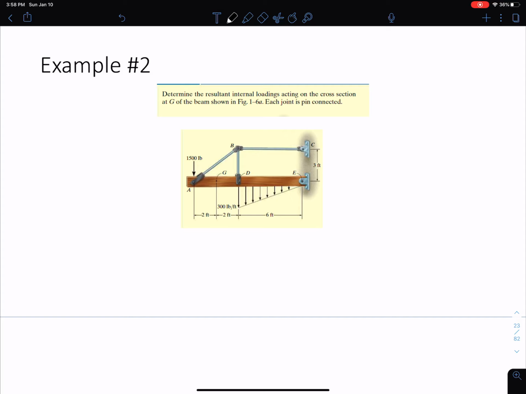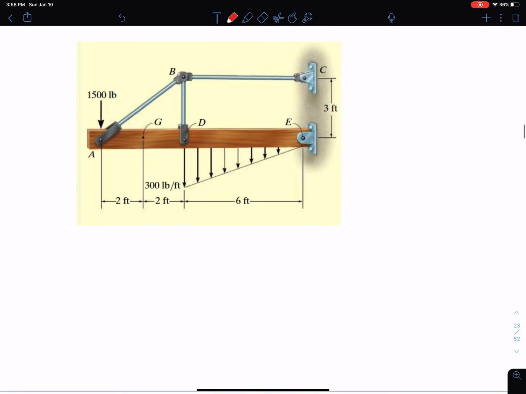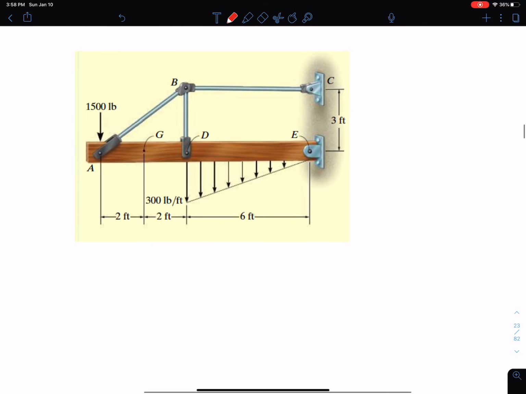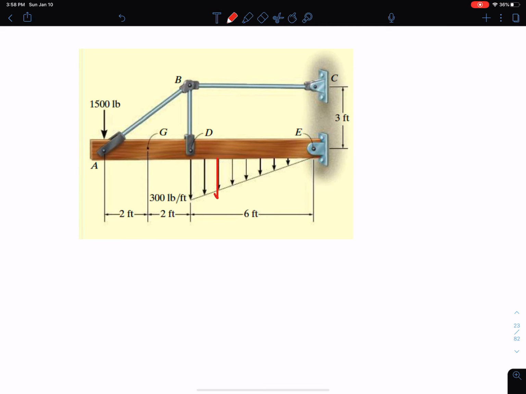Okay, so first thing I want to do, again, I'm going to draw the FBD of this whole structure. I'm trying to decide if I want to redraw the structure or draw it directly on it. Let's just try drawing it on this and see how it works, okay? So I already have some forces on there. I'll go ahead and draw the resultant of this here.